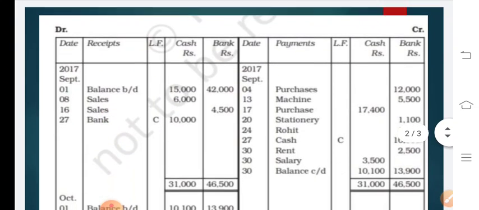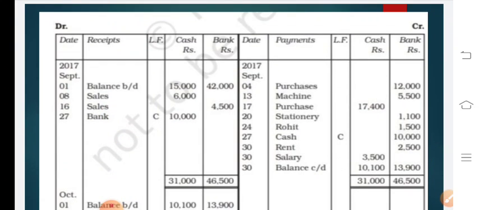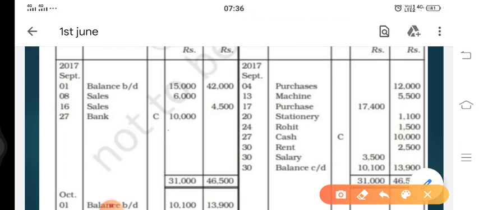Now what we have to do is close the accounts. Always remember, cash will always have a greater debit balance, because unless and until you have cash in your hands, you cannot spend it. So cash will definitely always have a debit balance. But bank can have any balance. Bank can have a debit balance as well as a credit balance.